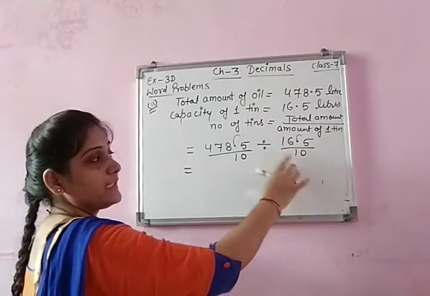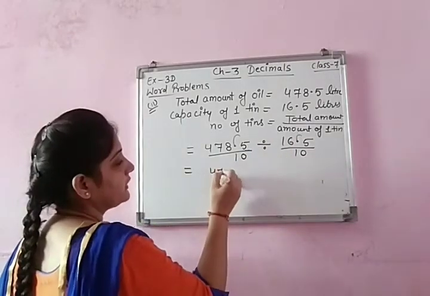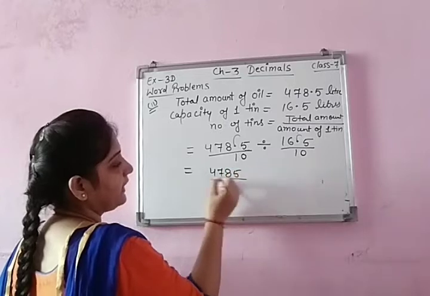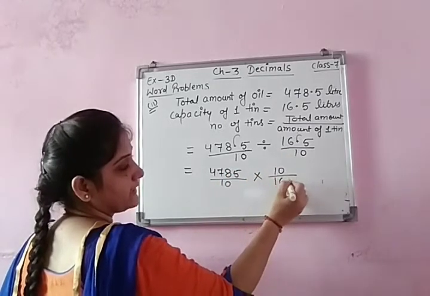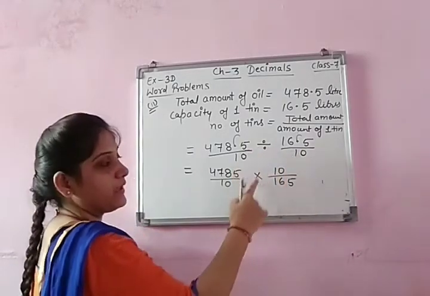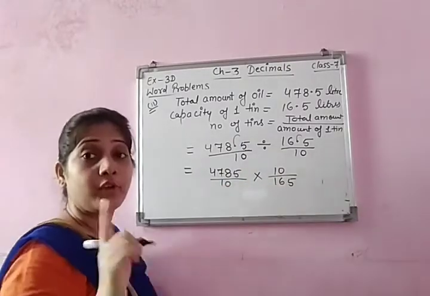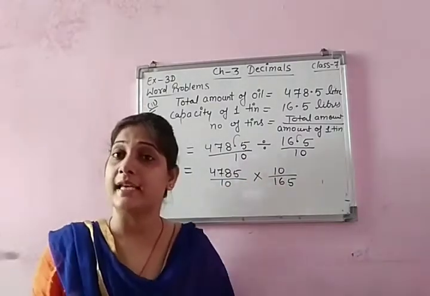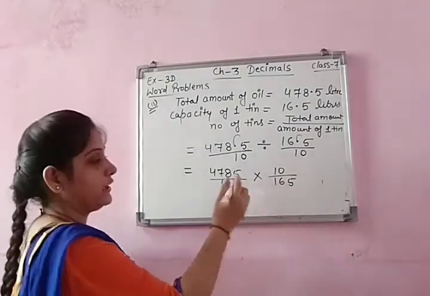When you convert this, the second number will get reciprocal. So, it is 4785 divided by 10, multiply 10 upon 165. We have to reciprocal the second number when we are converting division into multiplication. Now, do cancellation because in division you cannot cancel the numbers. So, for that we need to convert into multiplication.